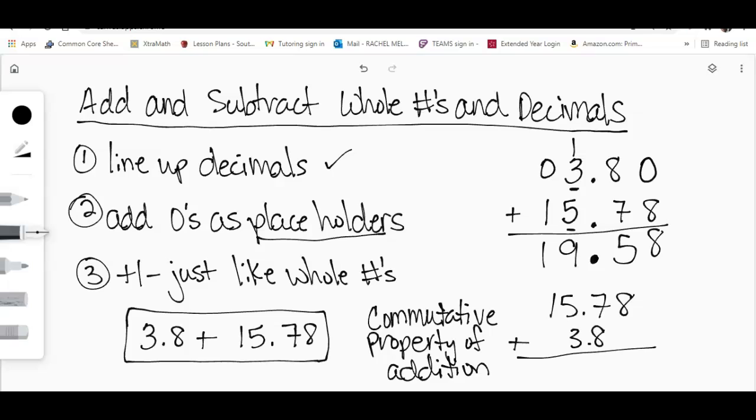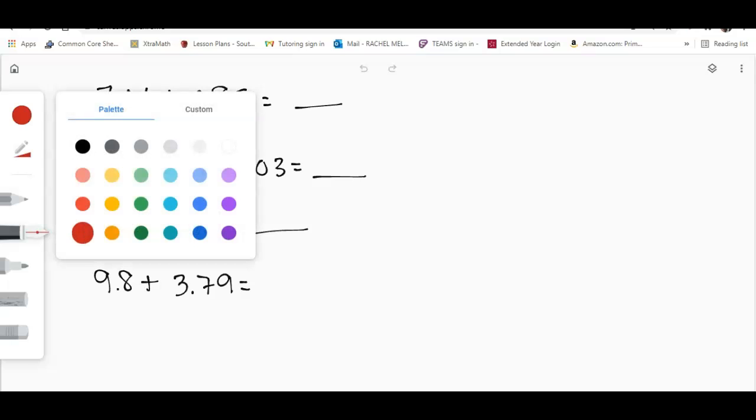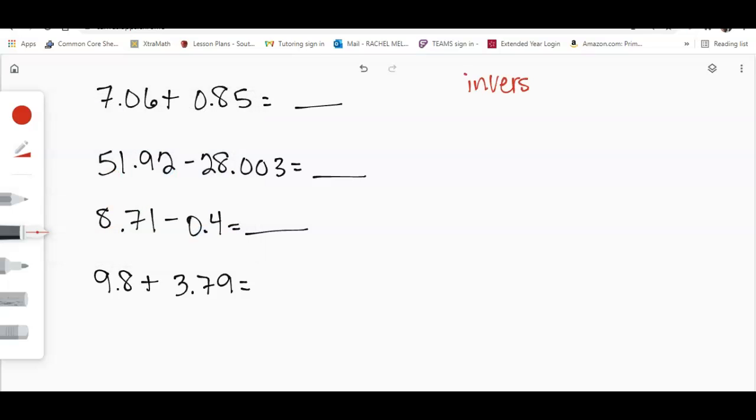So let's do some more. We're going to find these answers, but we are also going to be working with inverse operations today. What's an inverse operation? Remember, inverse means opposite, right? So if I'm adding, then to check it, I subtract. If I'm subtracting, to check it, I add. We're also going to be estimating today because we need to practice both of those skills. So let's first do this problem.